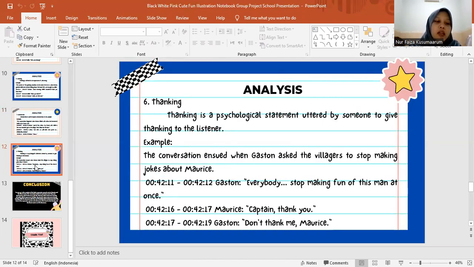The last is thanking. Thanking is a psychological statement uttered by someone to give thanks to the listener. For the example, the conversation ensued when Gaston asked the villagers to stop making jokes about Maurice. Analysis, the sentence, "Thank you." From the conversation above, we know that Gaston has helped Maurice by getting the villagers to stop making fun of him. Maurice was impressed, that is why he thanked Gaston. Furthermore, because the conversation above fulfills the speech act of thanking requirement, we can decide that the conversation above falls into the category of speech act of thanking.